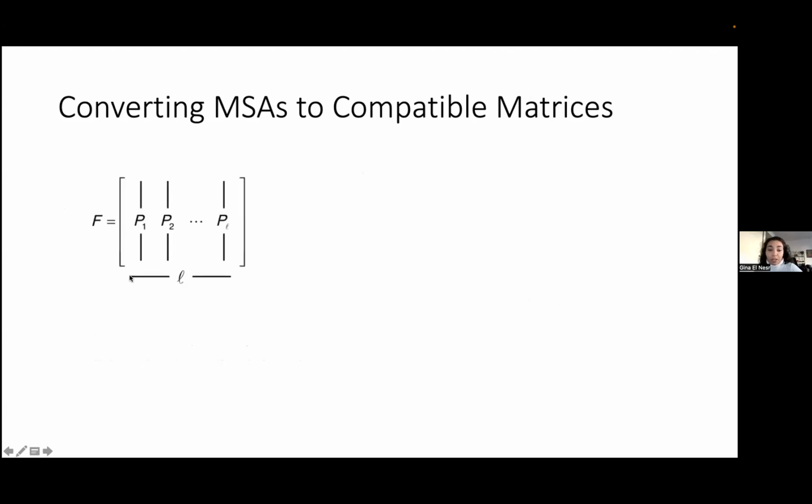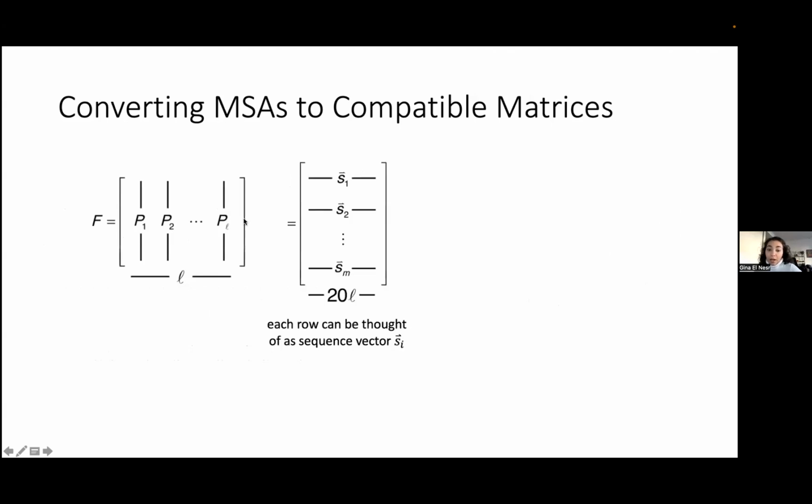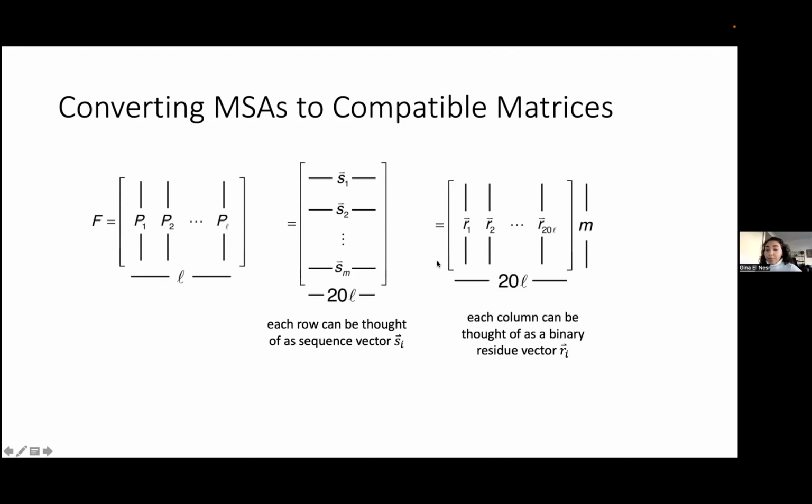So you have those P blocks and you have this F matrix, but we can also convert it to this other vector representation. You can think about it in a different way, where each row is thought of as a sequence vector. So if you were to look at just the row instead of the block, you'd have the sequence represented as a one-hot encoding binary string. You can also consider with each column, where each column is just a binary residue vector representing the importance of that residue in that position. And they all have the same shape. It's M by 20L.